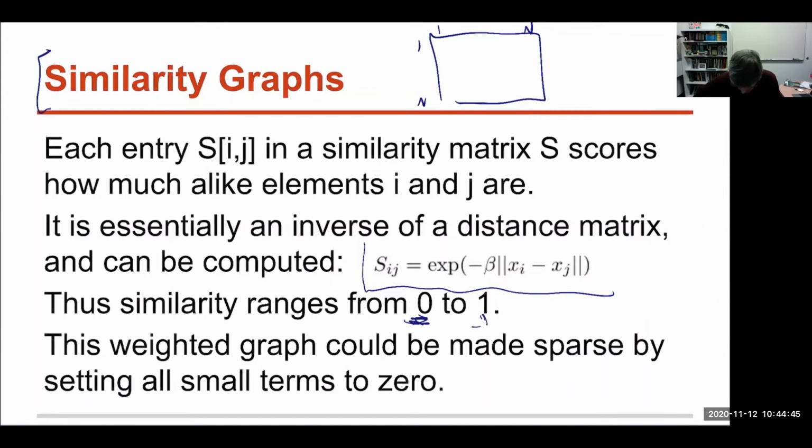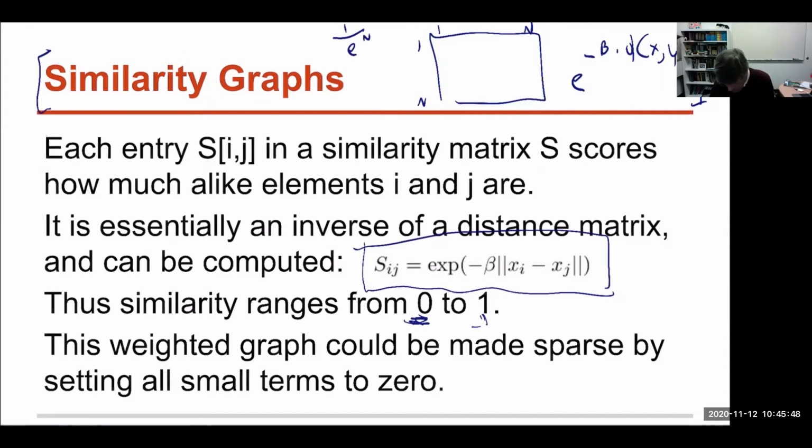If we have a function where we express similarity as e to the minus beta times the distance between x and y: if the distance is 0, e to the minus 0 is 1. So if they are the same or very, very close, the similarity goes to 1. If, on the other hand, the distance is very large, this is 1 over e to a large number. As the distance gets large, the similarity goes to 0. By using this kind of weighting, we can express similarities between 0 and 1.